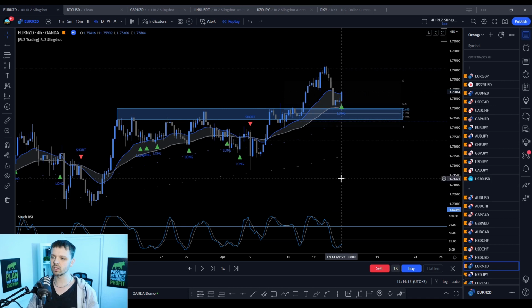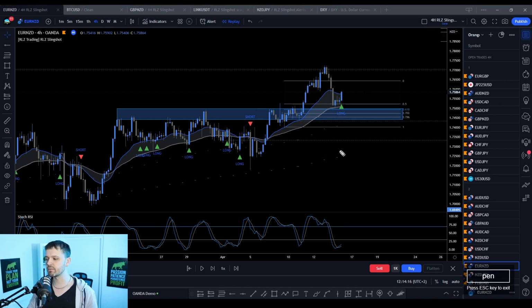So you want the location. Now for the system, the RLZ method, the location is the area between the 0.786 and the 50% fib. Now this is the reload zone right here. This is where the magic happens. This is where you want most of the bounces.